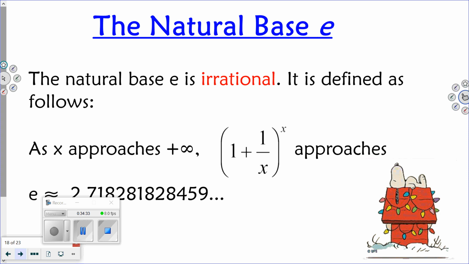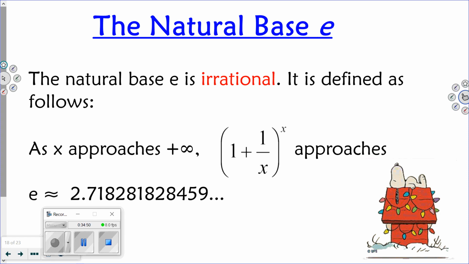It's defined as follows. As x approaches positive infinity, so as x gets bigger and bigger and keeps getting bigger forever, then that equation I gave you approaches this number, which is known as E. You're like, great, why? Who cares, right? What's another number that you know of that we use a symbol to stand for it? Pi.